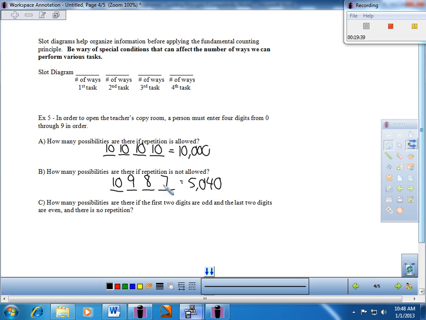Okay, so in this case, I identified the number of tasks, 4 tasks, type in the 4 digits, and how many possibilities for each of those 4 digits. In the first digit, there are 10 possibilities. Then this is the key, only 9 possibilities for the second digit because it has to be different than whatever the first digit was.